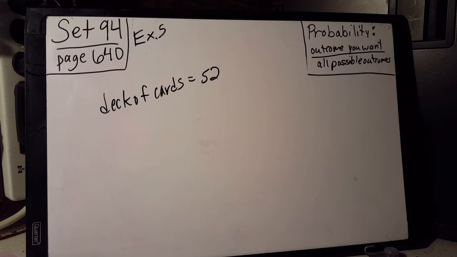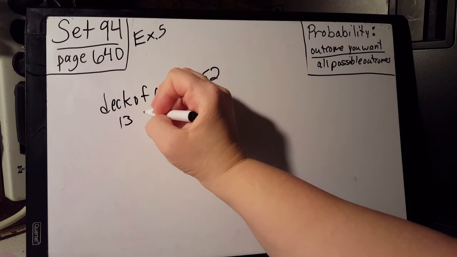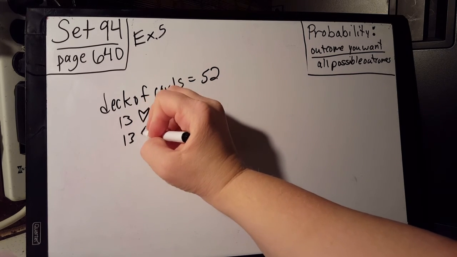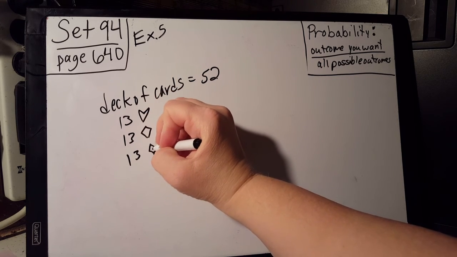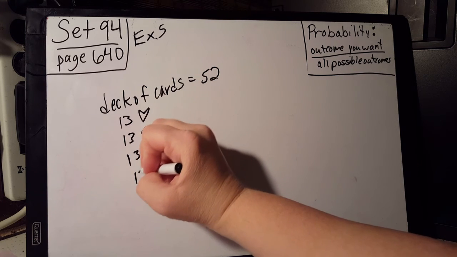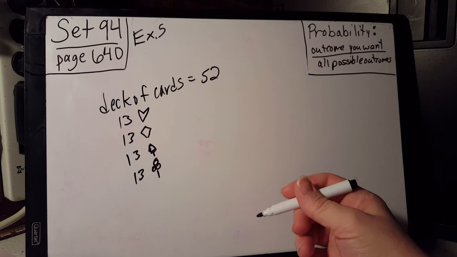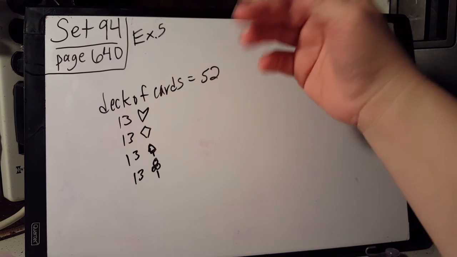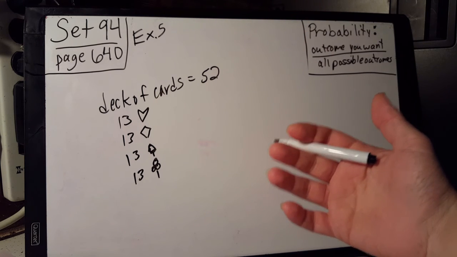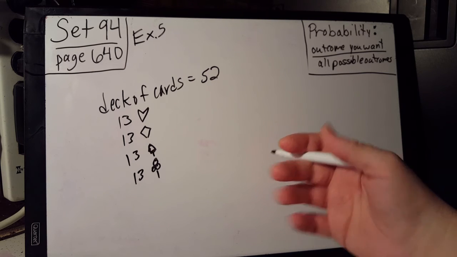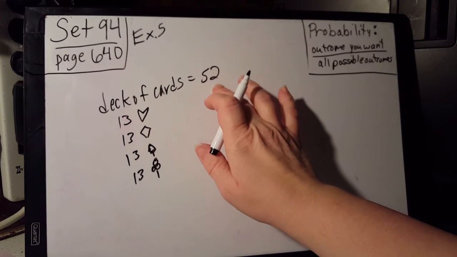Okay, so the first thing we need to keep in mind is a standard deck of cards has 52. There are 13 hearts, 13 diamonds, 13 spades, and 13 clubs in a standard deck, okay? And each one is ace, 2, 3, 4, 5, 6, 7, 8, 9, and 10, and then jack, queen, and king. Okay, those are the 13 in each of the different suits. All right, so let's look at this again. So total of 52 altogether.